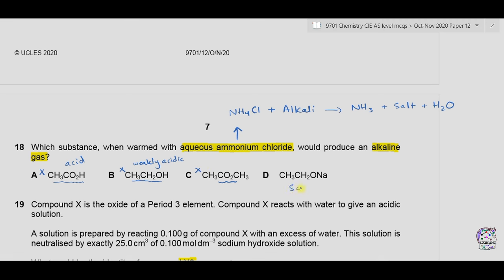D is sodium ethoxide. Sodium ethoxide is a very strong base and it will react with ammonium chloride to give ammonia along with the salt and alcohol. So therefore answer is D.